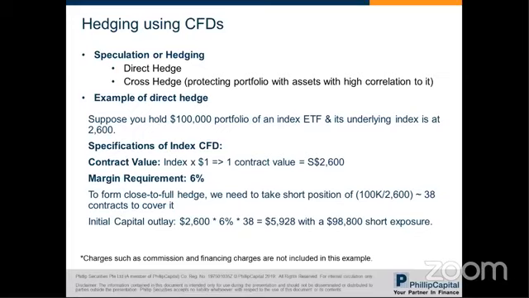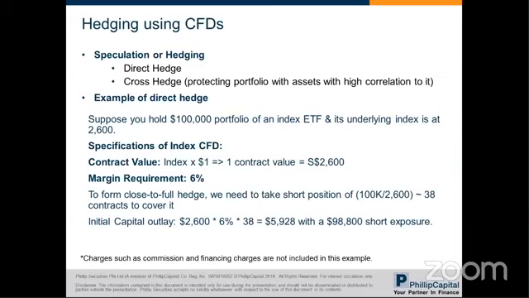So first things first, I'm going to talk about direct hedge. For direct hedge, we think about this scenario whereby you hold a 100K worth portfolio of an index ETF, and the underlying index is at 2,600 points, which looks a bit familiar to what we have in Singapore in terms of indices. Yeah. So assuming we have this index CFD, which has a contract value priced at $1 per index point, one contract value will be about $2,600.